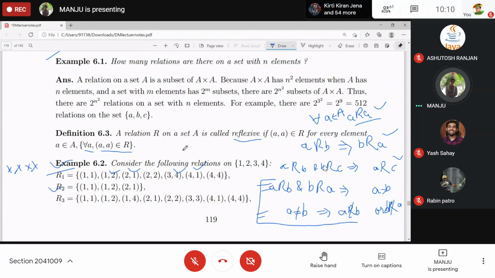Now R2. Ma'am, not reflexive. Only one is present, ma'am. The rest of the 3 pairs are not present, so not reflexive.